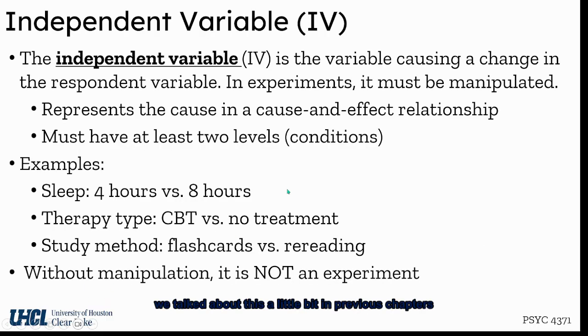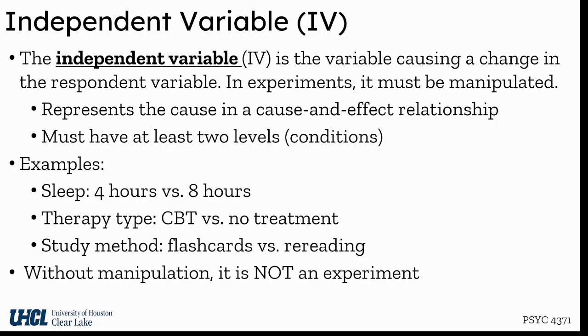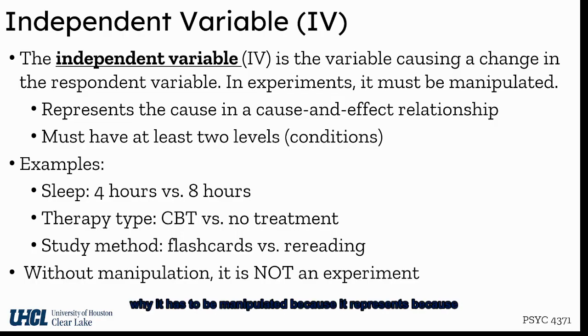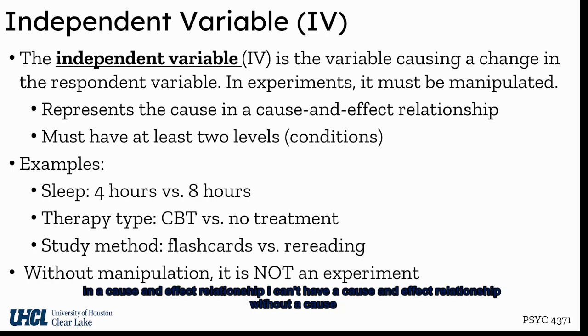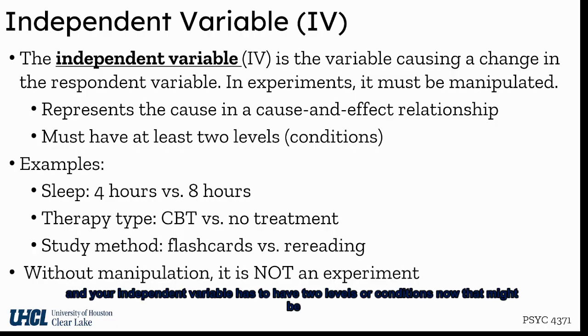We've talked about this a little bit in previous chapters and videos, but we're going to get more in depth here. So an independent variable is your variable that is causing a change in your response variable, and the response is going to be your DV. In an experiment, the IV has to be manipulated. Why? It has to be manipulated because it represents the cause in a cause and effect relationship. I can't have a cause and effect relationship without a cause. And your independent variable has to have two levels or conditions.